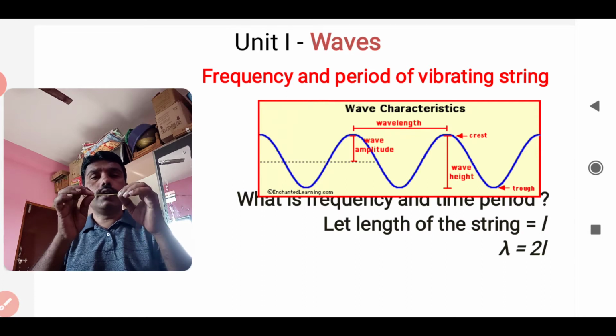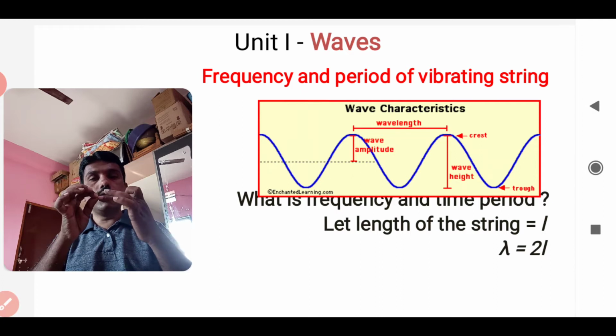Now suppose I am considering the length of the string to be small l. In that case, the wavelength lambda for the string is twice L. Why is it twice L? Because it has to travel for completing one vibration. The wave has to travel from this to this, but it can't go forward because here is the fixed point.